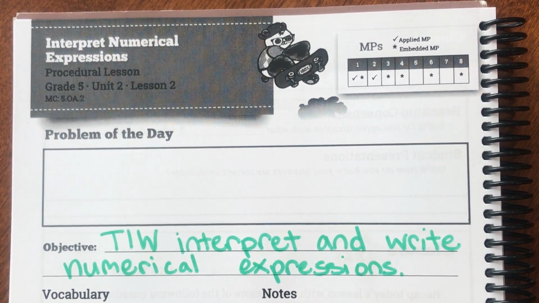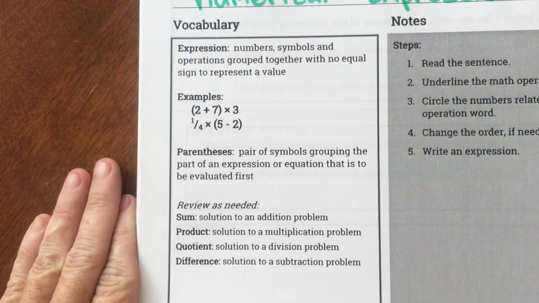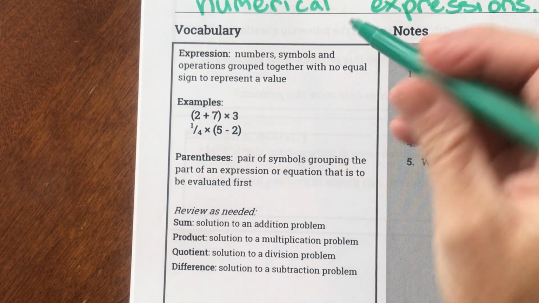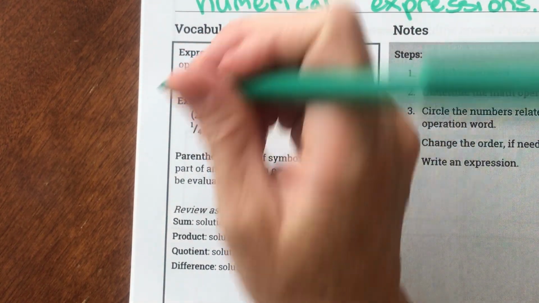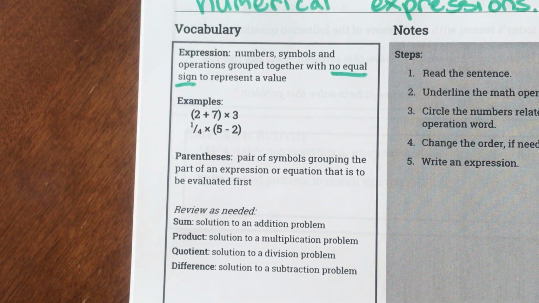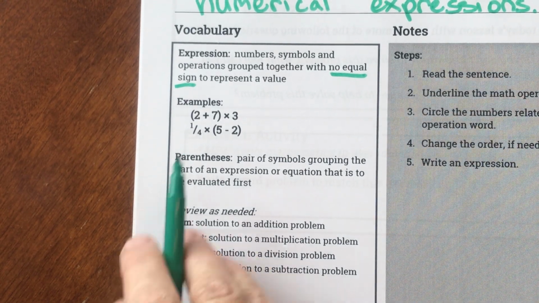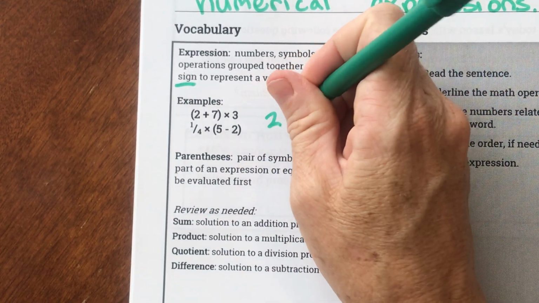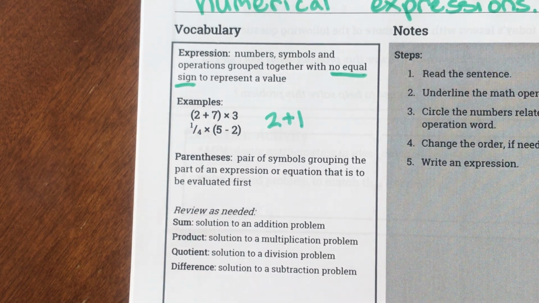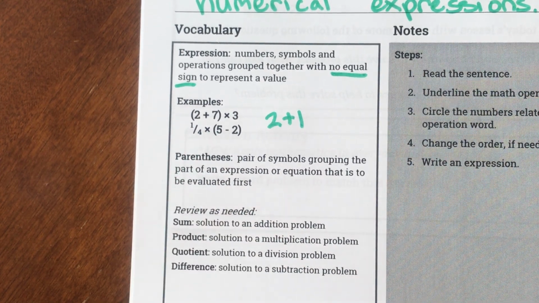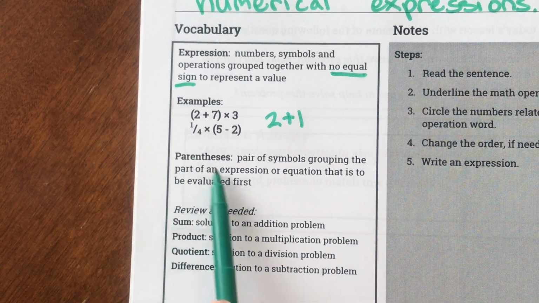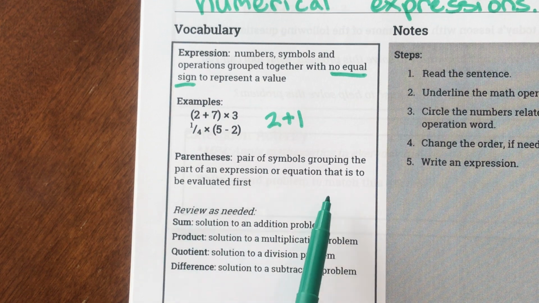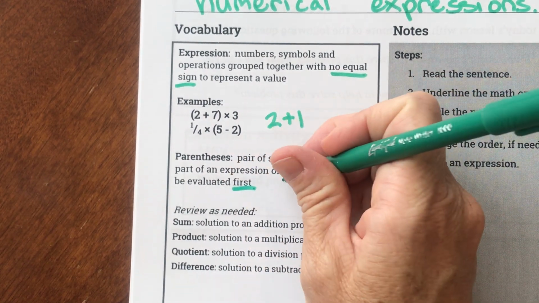Okay, so let's look at our vocabulary today, and we see again what that expression means. Numbers, symbols, and operations group together with no equal sign. That's the difference between an expression and an equation. Then they give us some examples. These are more complicated examples than yesterday. I think I gave you an easy expression, such as 2 plus 1. These ones are much more complex than we've seen. And then they remind us what a parenthesis is. It's a pair of symbols grouping the part of an expression or equation that is to be evaluated first.